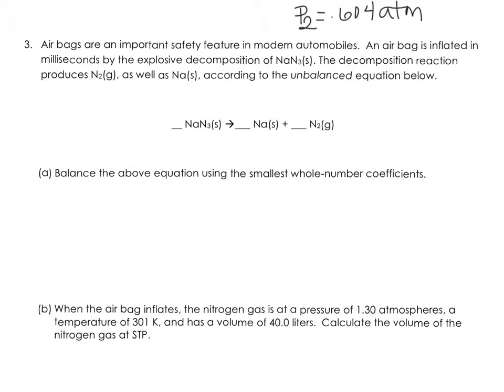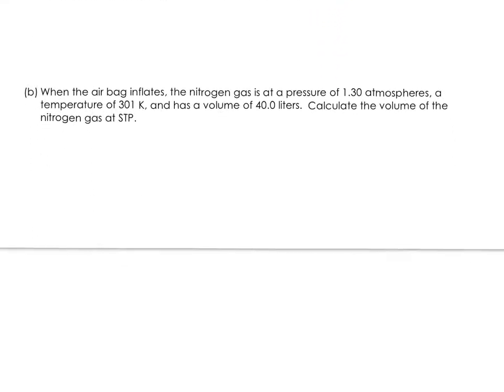I see N2 right here, so I want to have the same number of N's. That one's got 3, so I'm going to put a 2 here and a 3 there, giving me 6 and 6. And I need to put a 2 there for my sodium to balance. All right, so we did A. I left you an ungodly amount of space to do that question.